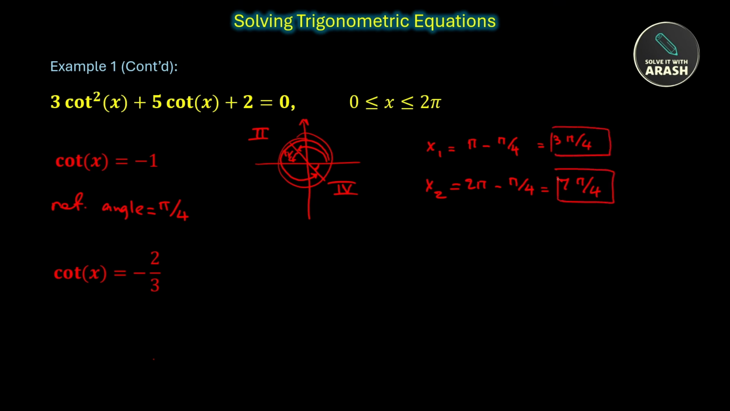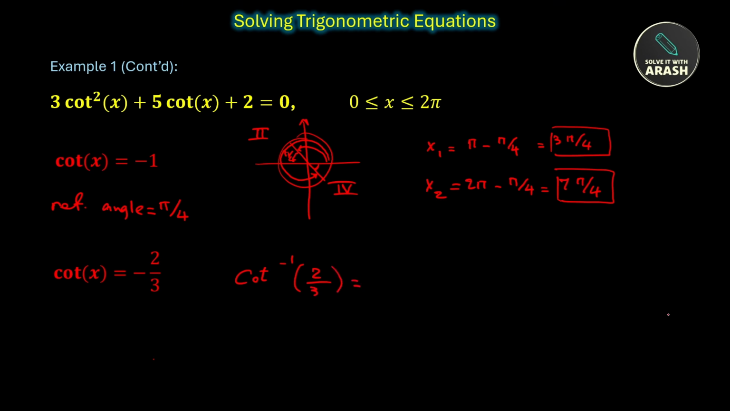Now let's move on to the next equation, which is cotangent of x equals -2/3. There is no special angle on the unit circle where the cotangent is 2/3 or -2/3. So for this case, I have no choice other than using a calculator. And to use a calculator, here's how I do it. I enter cotangent inverse of 2/3. So I use a positive value. The cotangent inverse of 2/3 will give me the reference angle.